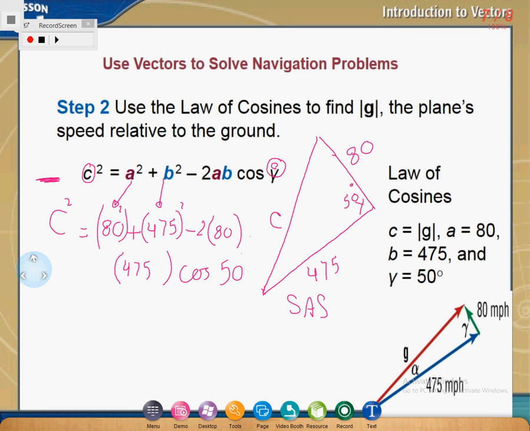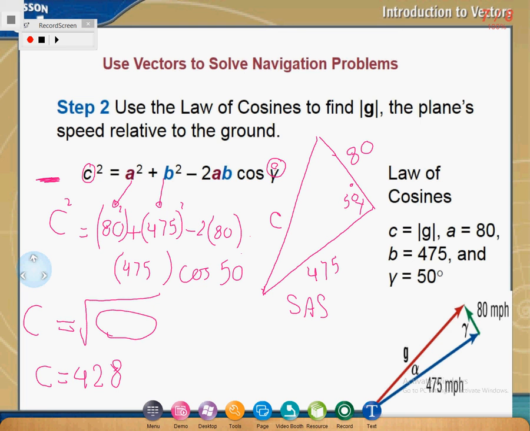What do you have to do now? Excellent. I will put all of this in the calculator. Then I will find the square root, because here I have C square, not C. So C is the square root of whatever you find in the calculator. Whatever you find, just put it under the square root. And the final answer will be C equal 428. This is the magnitude of C.